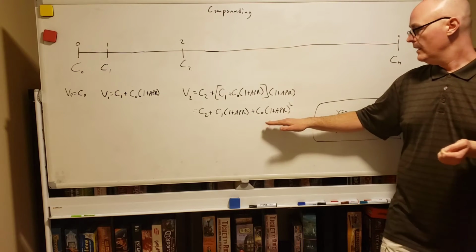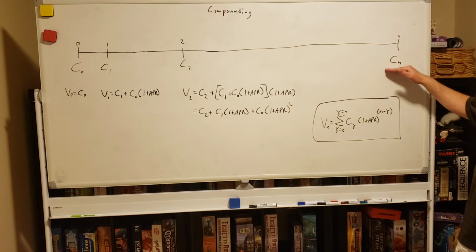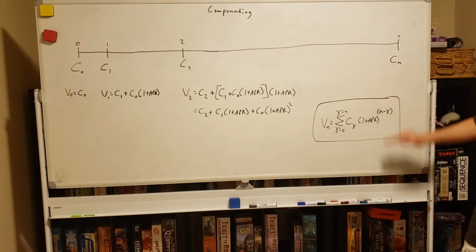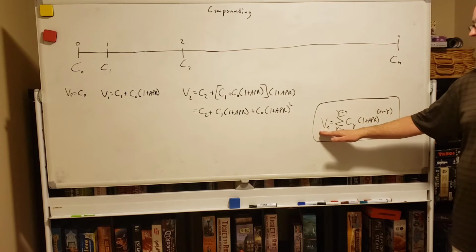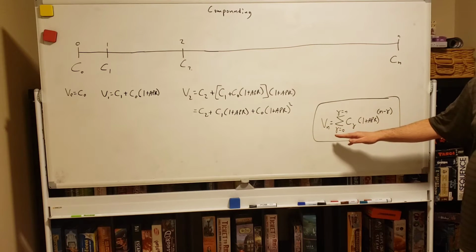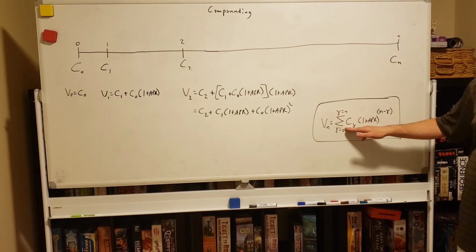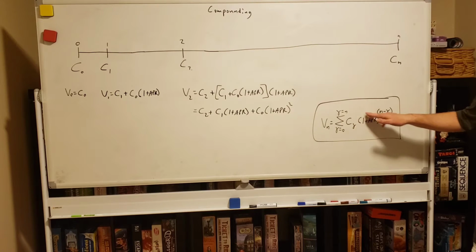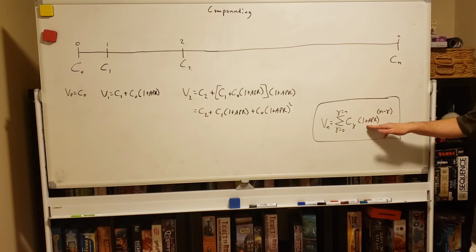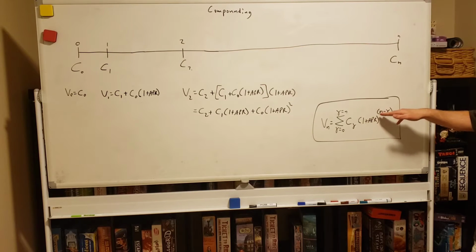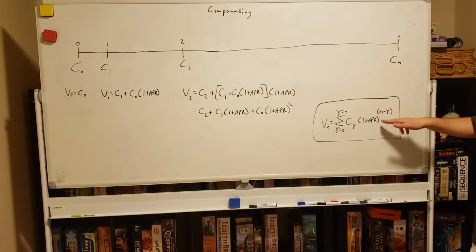growth. If I go all the way to year n, whatever given year I'm talking about, year n, the value at year n is going to equal the summation from gamma equals 0 to gamma equals n of the contribution of year gamma multiplied by the growth, which is 1 plus APR raised to the power of n minus gamma. So this is to take into account the year that you're sticking it in there.